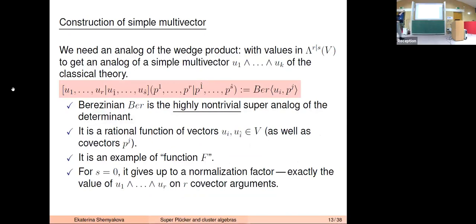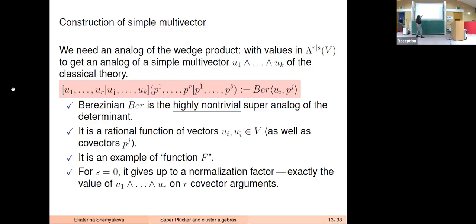Specifically, there is an example of one of such functions. So how is this function defined? The function which I'm about to present to you is in some ways a super analog of a simple multivector. So it's an analog of the wedge product. It's how we're going to do the wedge operation between given vectors. Instead of the wedge operation, we consider the corresponding function F. And this function is going to be defined by its action on covectors in the following way.